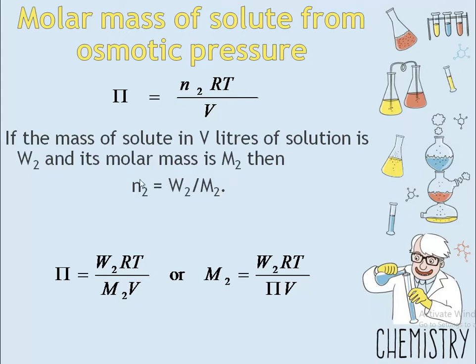So by putting this N2 value in the above equation, we get pi equals W2 RT divided by M2 V. Or we can find the molar mass of a solute. So this will go here and this pi will come down. So M2, the molar mass of a solute, is equal to W2 RT divided by pi V.